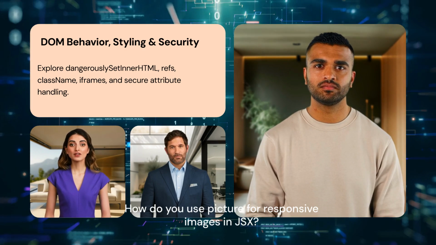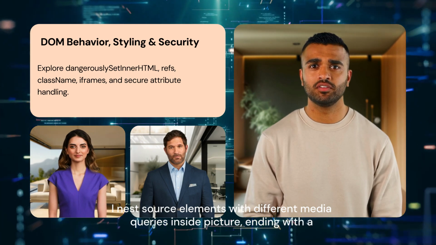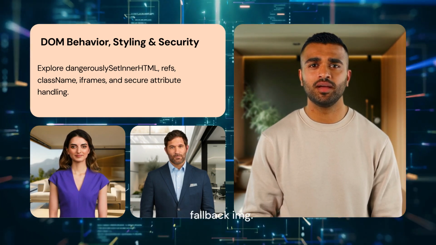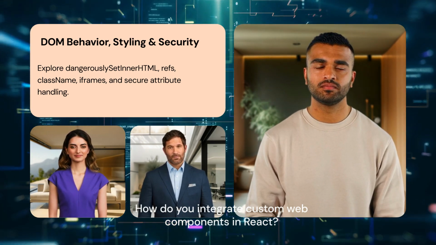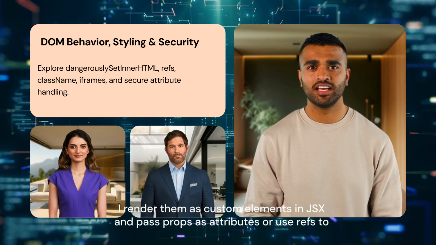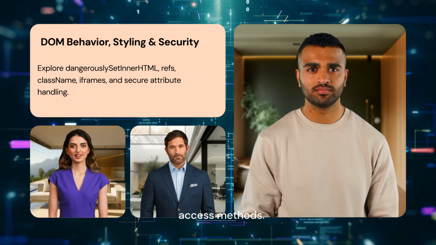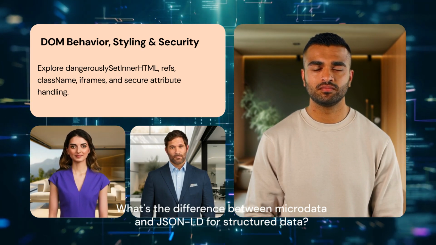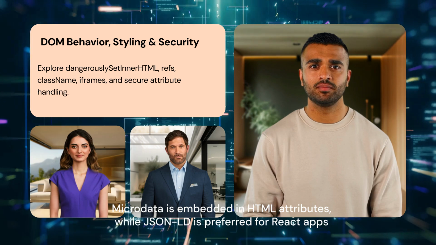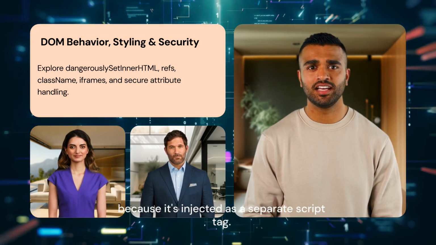How do you use picture for responsive images in JSX? I nest source elements with different media queries inside picture, ending with a fallback img. How do you integrate custom web components in React? I render them as custom elements in JSX and pass props as attributes or use refs to access methods. What's the difference between microdata and JSON-LD for structured data? Microdata is embedded in HTML attributes, while JSON-LD is preferred for React apps because it's injected as a separate script tag.